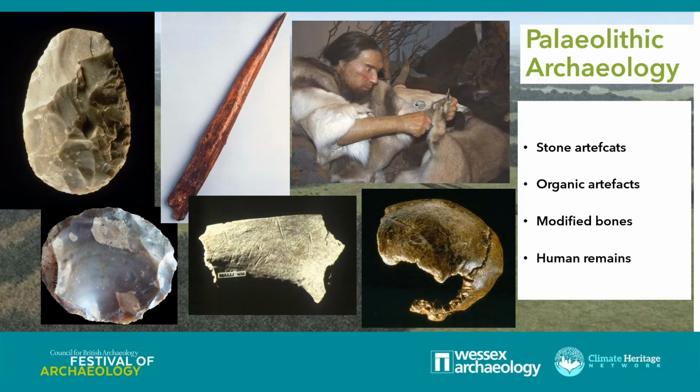We also get modified bones, so bones which have been modified by humans. So in this instance with cut marks on it. So this is the bone of an animal which has been butchered by humans. And more rarely, we also get the remains of the humans themselves. The example in the picture here is the back of a skull, and it's from Swanscombe in Kent.